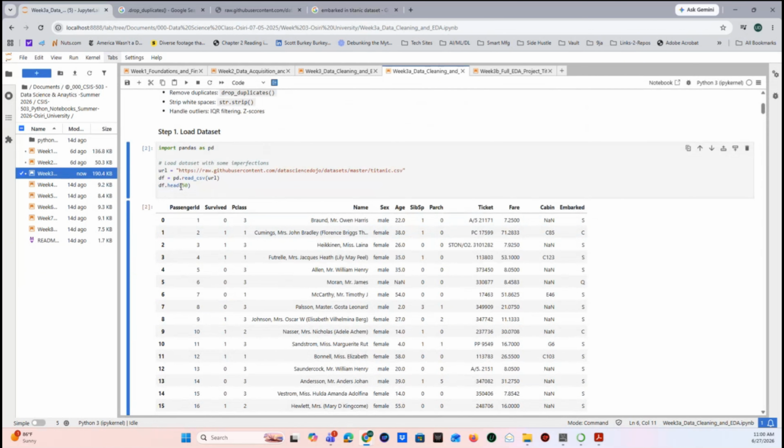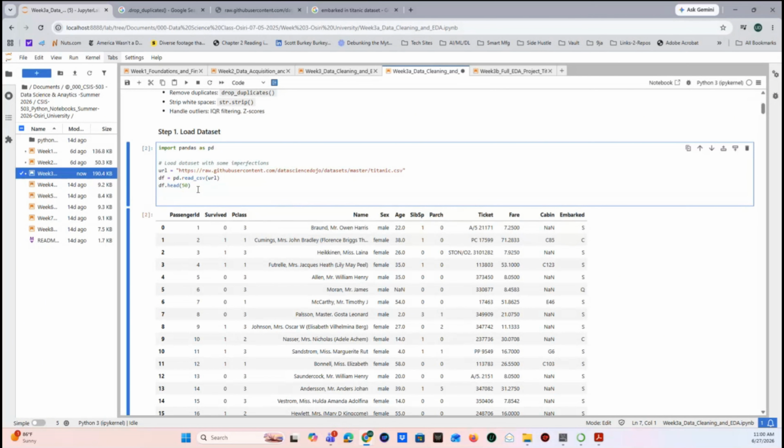So if we want to find the tail, we can also do the same thing. We'll say df.tail.